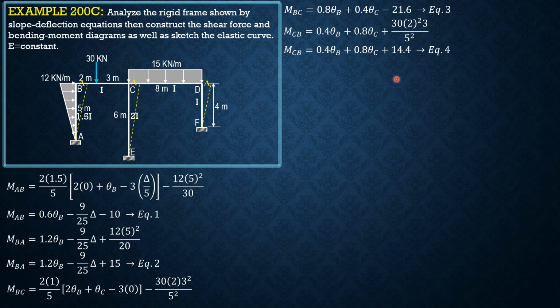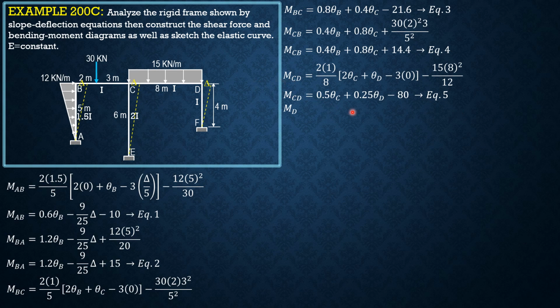Then MCD, 2 times 1 over 8 quantity 2 theta C plus theta D minus 3 times 0 minus 15 times 8 square over 12. So MCD is 0.5 theta C plus 0.25 theta D minus 80, equation 5. MDC, interchange coefficient 0.25 theta C plus 0.5 theta D plus 80 by symmetry, and the fixed moment is positive for DC.